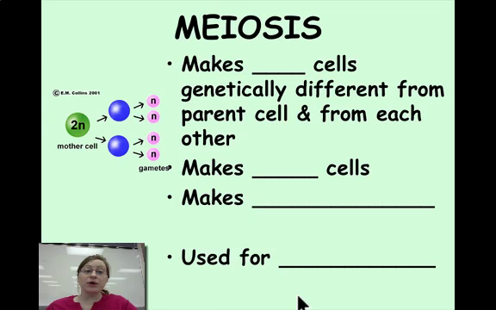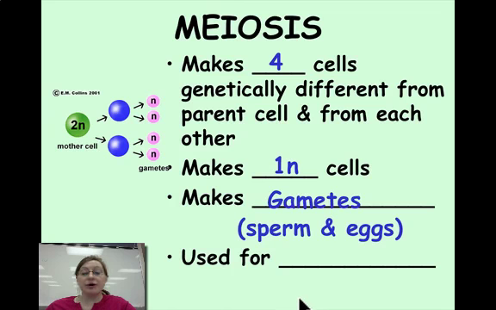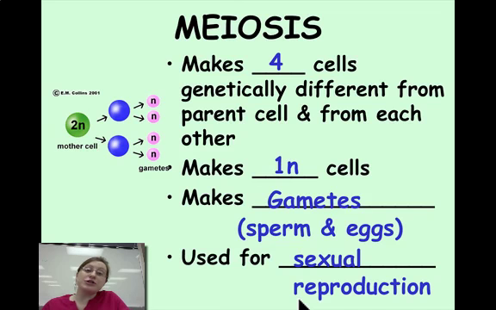Meiosis, however, we're going to go through 2 rounds of division, so that's going to give us 4 cells. And because of the way that the dividing is going to happen, they will be genetically different from each other and also from the parent cell. This is going to make 1N or haploid cells, and the purpose is to form gametes for sexual reproduction. Okay, so what you should see forming between these two slides are some key points in a comparison and contrast essay, wink wink, nudge nudge, between mitosis and meiosis.